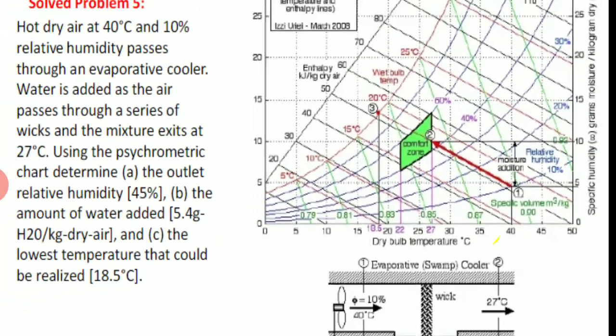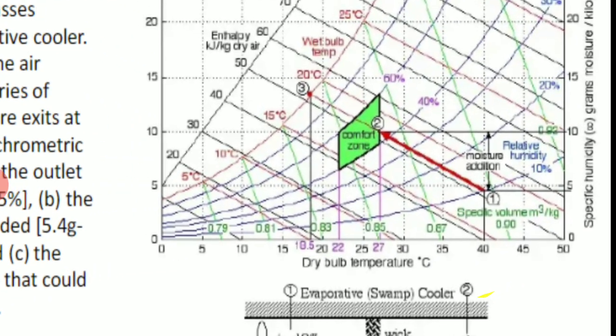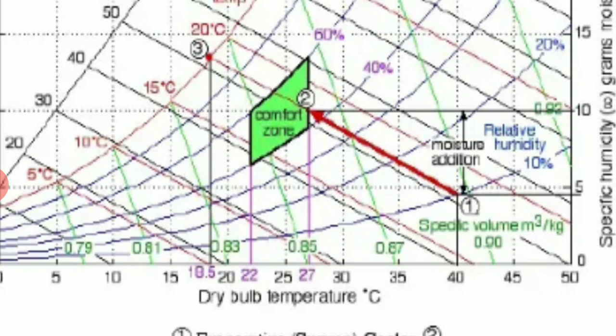So the second part is the amount of water added. Where exactly is this amount of water added? The amount of water added is at 40 degrees Celsius and 10% relative humidity. This is the region where the water is added. So from point 1, move horizontally towards the right.